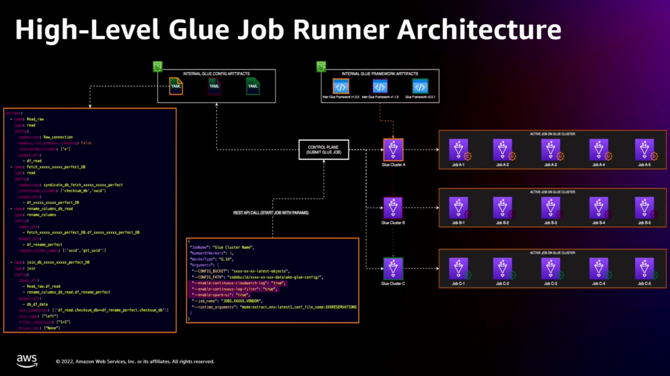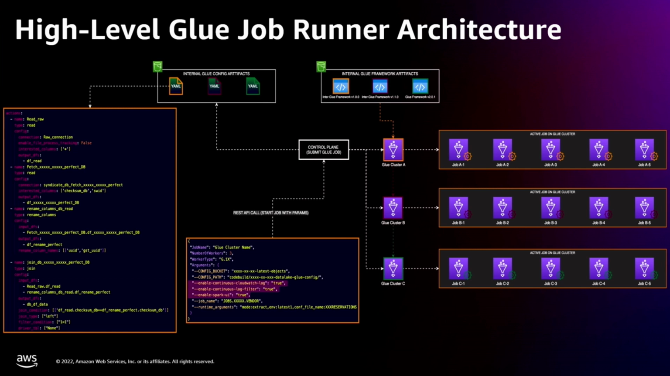All right, so if we had to go through a normal flow, what this would look like is the scheduler will submit a job to the control plane, specifying some JSON payload. And in that JSON payload, you'll have things like the Glue cluster you want to put the job on. You also get to tweak the worker type that you want to use, and provide the config file that you want to use. So when you submit the job, the control plane is going to grab the YAML file from S3 that you want and then put it on the Glue cluster to run that job. And that is as simple as it is.